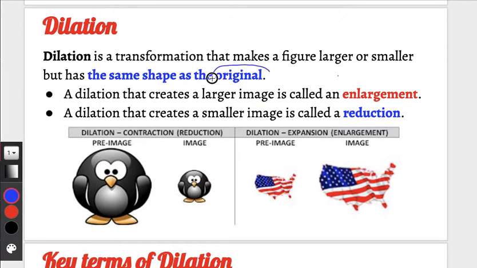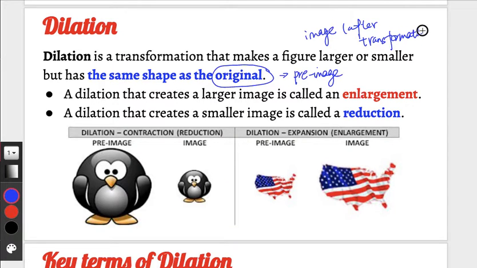Remember, just like what we mentioned before, the original picture is called the pre-image, and the one after the transformation we call the image. This concept still stays the same. For example, if one of the points on the pre-image is labeled A, then on the image I can match it to A prime. This kind of concept still stays the same.